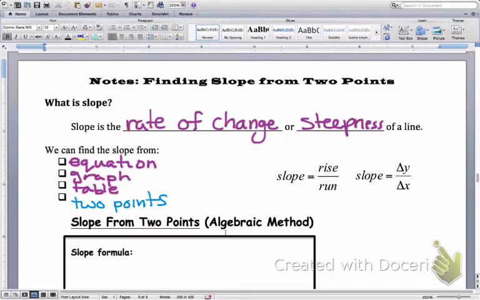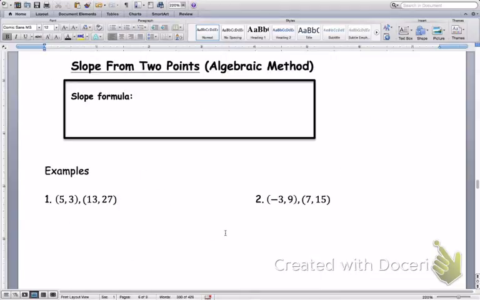So let's go ahead and look at what the formula is for the slope of a line when we have two given points. And we call this the algebraic method because we have to use algebra to solve for it. So with the graph, we would say that we'd be solving it graphically. Equation and table don't necessarily have a special name. So the first important thing is to realize that you need to have 2 points. If you have more, that's fine, but you just need to use 2 of them.